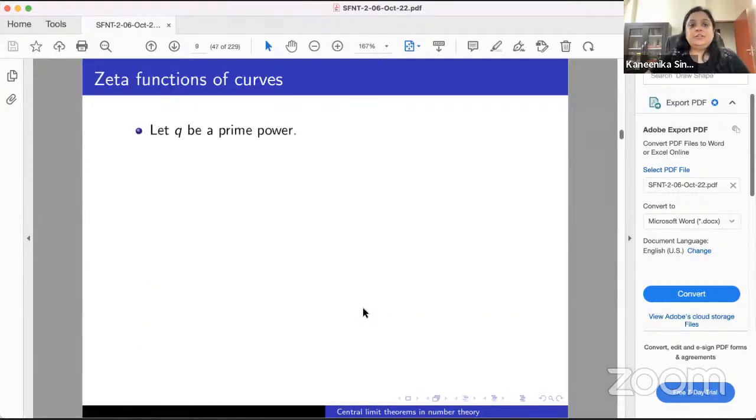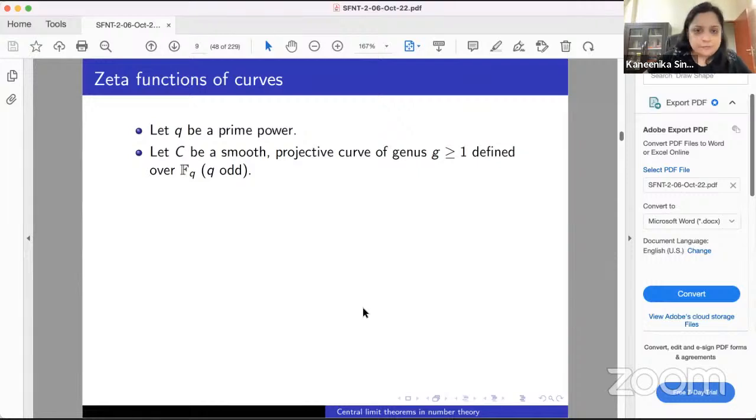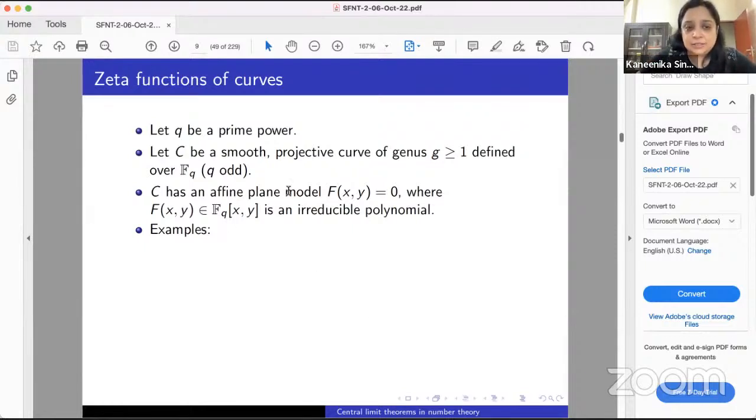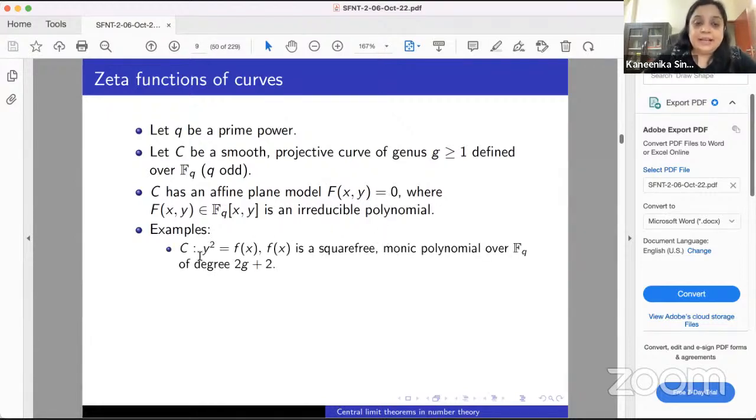Okay, a brief introduction to zeta functions of curves. Let us take q to be a prime power, and let C be a smooth projective curve of a certain genus g defined over F_q. For technical purposes, we will take q to be odd. Now this projective curve can be understood in terms of an affine plane model, basically an equation in two variables, f(x,y) = 0, where f(x,y) is a suitable polynomial. As our example, we can take y^2 = f(x), where f(x) is a square-free monic polynomial over F_q of degree 2g+2. We can take all such polynomials f(x) to give us a family of these curves, which are called hyperelliptic curves.